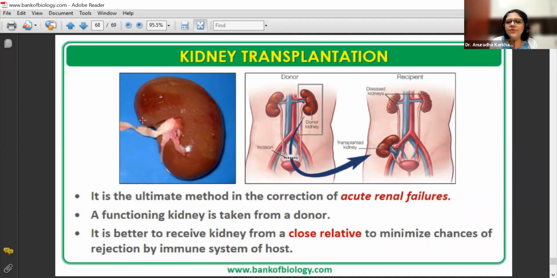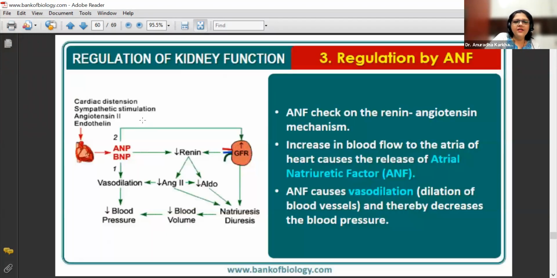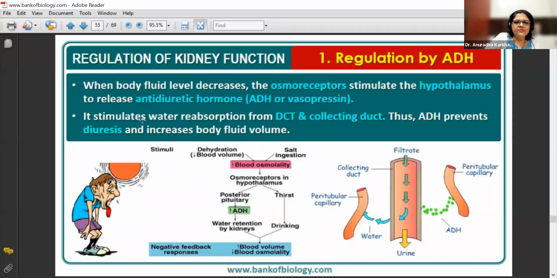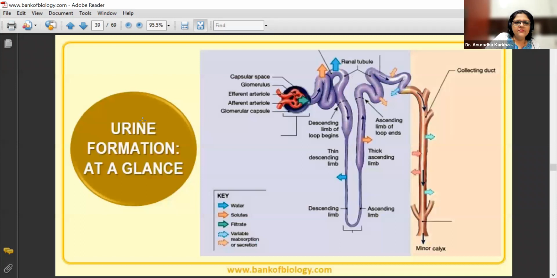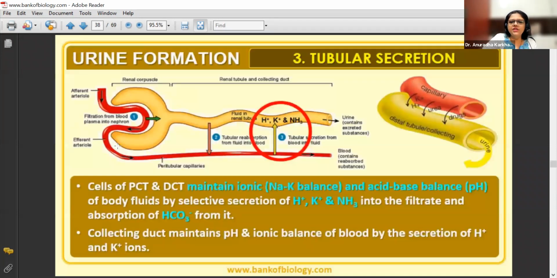Tubular secretion is what I told you now. K+, Na+, these are going to be secreted by whom? By the kidney. Look at this, I'll show you. See, tubular secretion we have done now. Cells of PCT and DCT maintain ionic balance and acid-base balance. So this is what I told you.